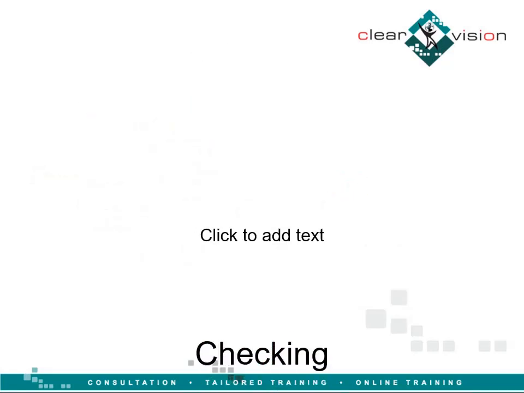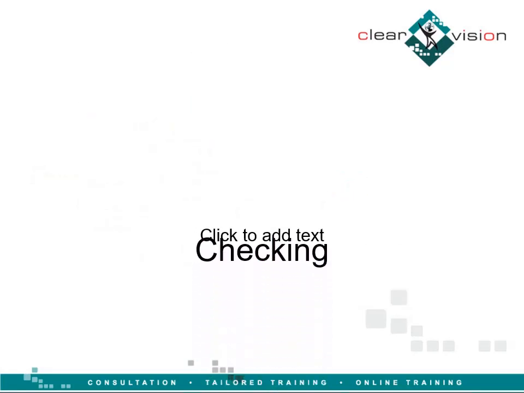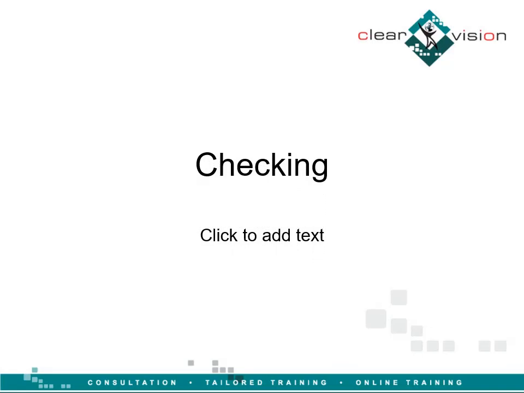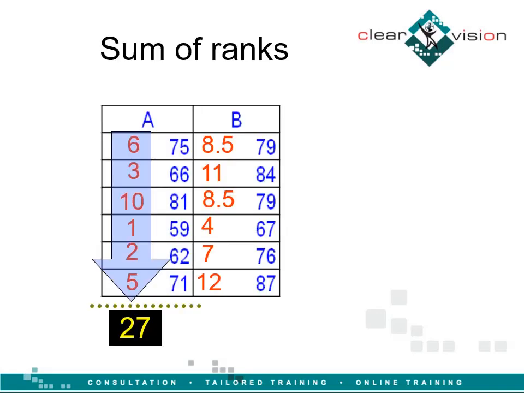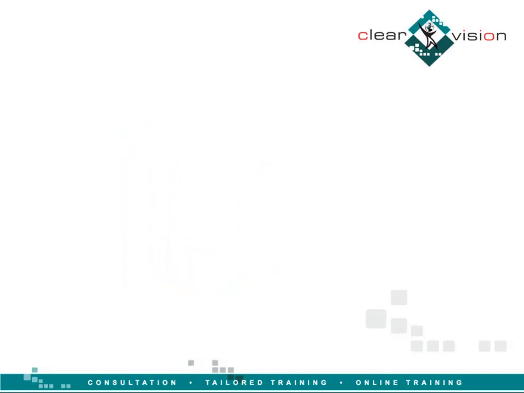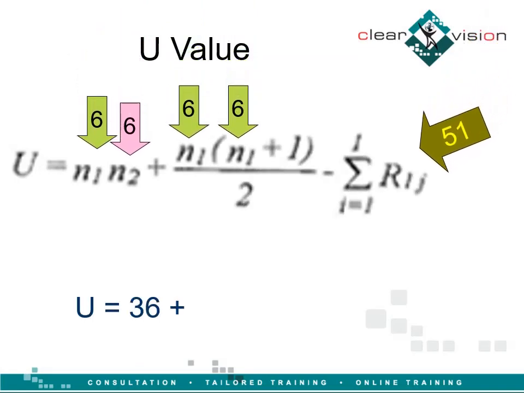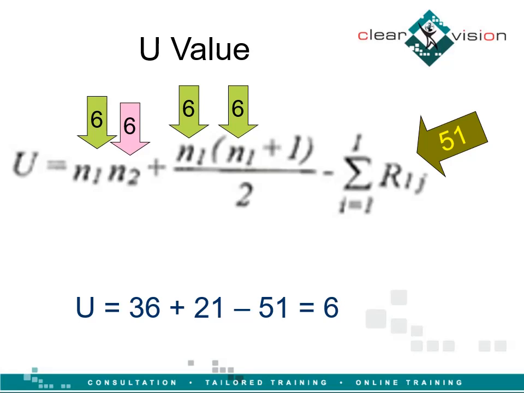Let's check now our previous assumption when we said that it does not matter which group you select for calculation of U and Z values. Recalling our previous ranks, we will now use the sum of the ranks for the second group, and in this case it will be equal to 51. Solving the U value under the consideration of the sum of the ranks for the second group, the U value will equal 6.